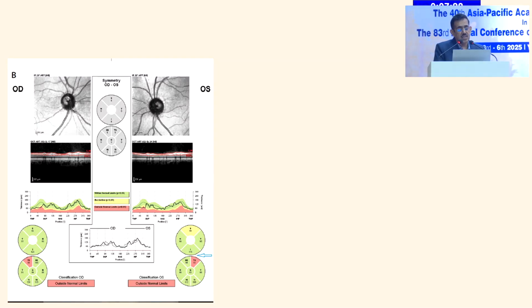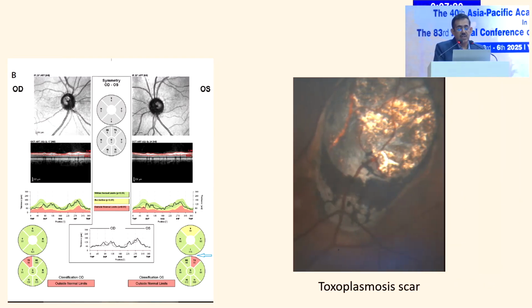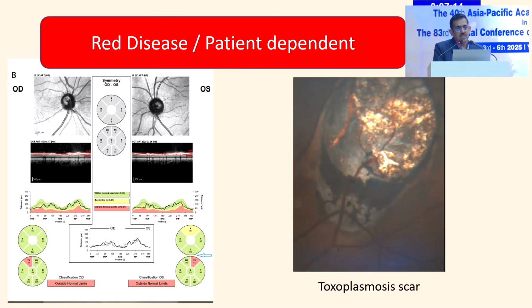Here is a Heidelberg printout showing a lot of red areas in the clock hour analysis, and when we see the fundus, it is not due to glaucoma but due to toxoplasmosis. So this is red disease due to patient dependence.